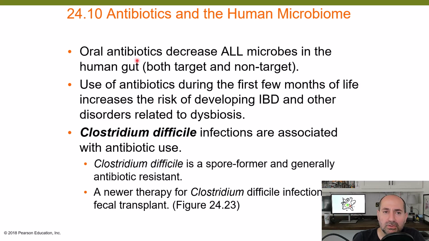When you take oral antibiotics, let's say you have an infection in your arm and you want to take oral antibiotics to help with that infection, realize that anytime you take oral antibiotics, you decrease all microbes in the gut as well. So you're not just targeting the bad bacteria in your infected arm, but you're targeting all the bacteria in your gut. You're killing tons of microbes in your gut anytime you take antibiotics for any reason. So both target bacterium and non-target bacterium die when you take oral antibiotics.